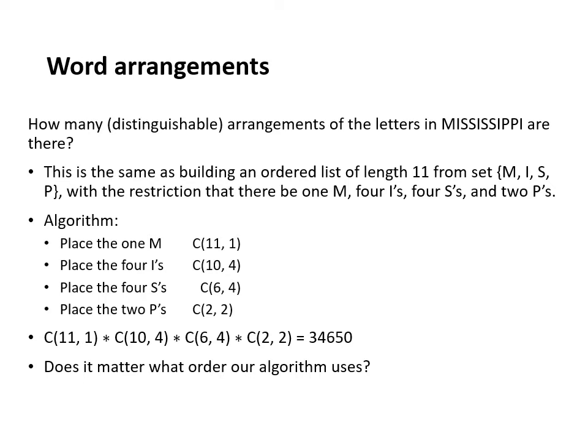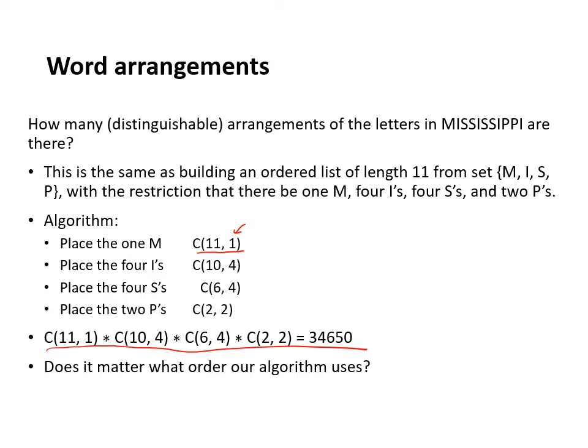And so what is the algorithm now? The same as before. We place the 1 M. Let's choose 1 out of 11. Place the 4 I's. Now we are choosing 4 out of 10 because we used up 1 spot to put this M. Now we're placing 4 S's. So we're choosing 4 out of 6 because we used up 1 for M and 4 for I's. And finally, we place the 2 P's. And we have to multiply this using rule of products, and this is the final number we get.